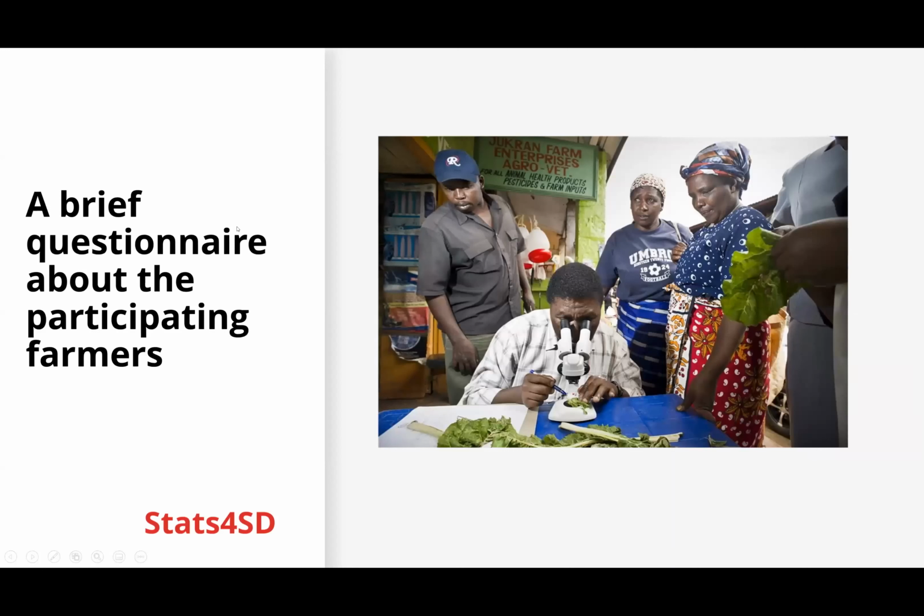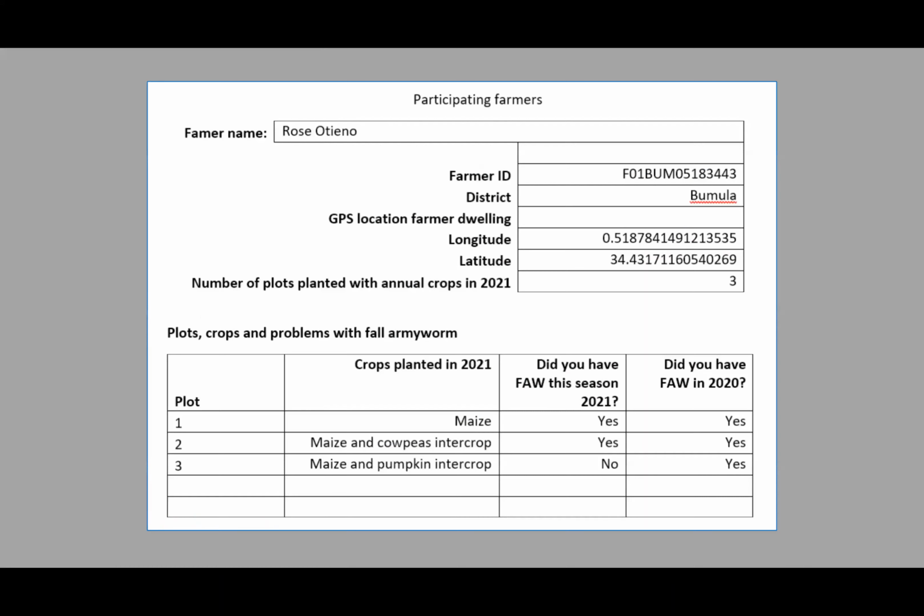Then we have a brief questionnaire about farmers participating in the research. This is the questionnaire: farmer name, farmer ID, district, the GPS is here with loads of decimals, number of plots planted with annual crops by that farmer. So Rose had 3 plots, and it has plots, crops, and problems with the fall armyworm. So in the first plot, crops planted in 2021, she planted maize.